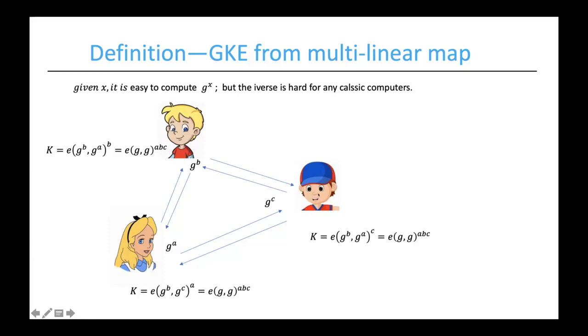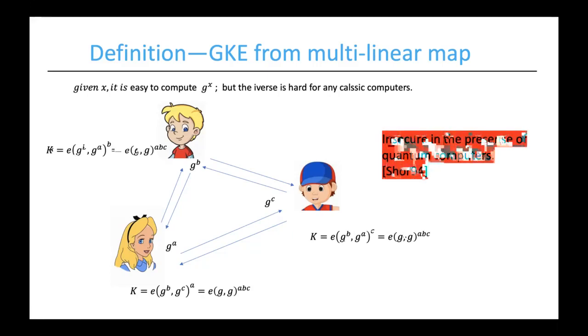As for Charlie's part, he has c, but he doesn't have a and b, but he received g to the b and g to the a. He also computes the final key K. Bob also computes this one. But this is insecure in the presence of a quantum computer, by Shor's algorithm.